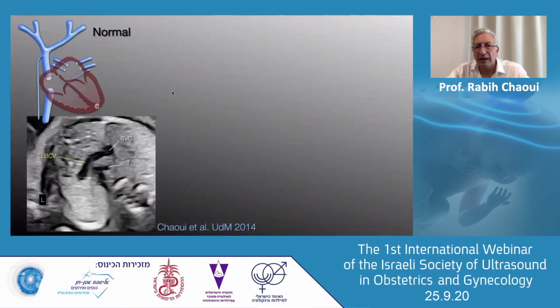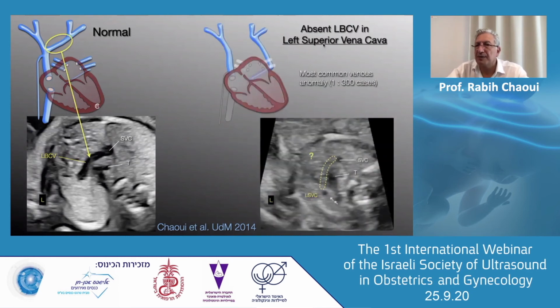Now, when can it play a role? Under normal conditions, we have this vein here. But if you see, for example, a condition like the absent LBC, that is left superior vena cava. In left superior vena cava, there is by definition in almost all cases, I saw only one exception, an absence. And this is probably the pathophysiology of why the superior vena cava is persisting, and it enters here the coronary sinus. And what we can see here is the absence. So you see here two veins without a bridging vein as we can see it.